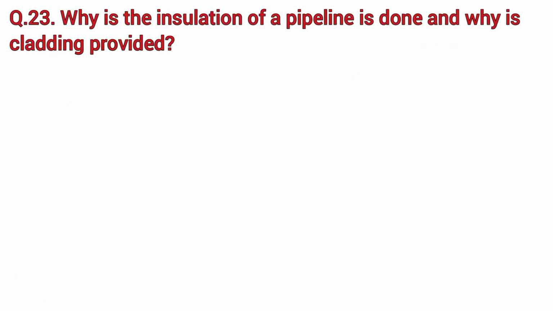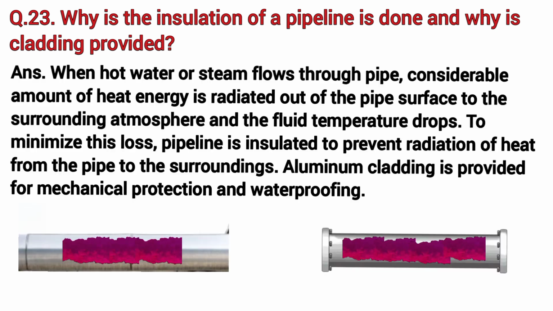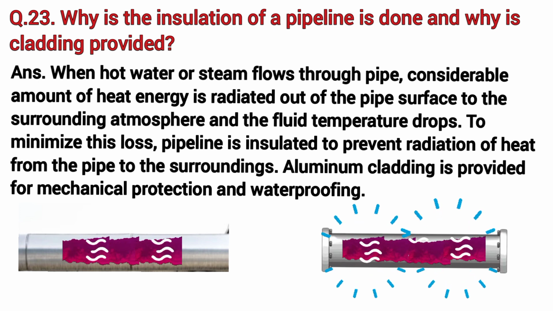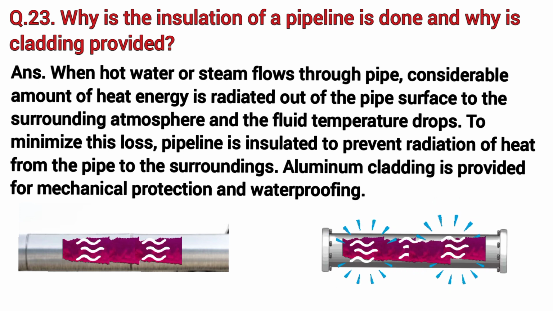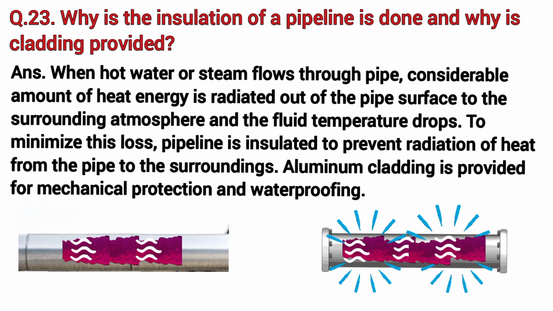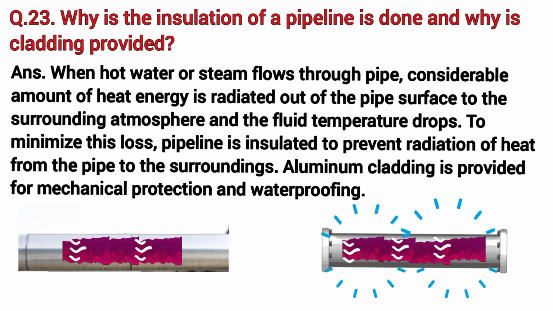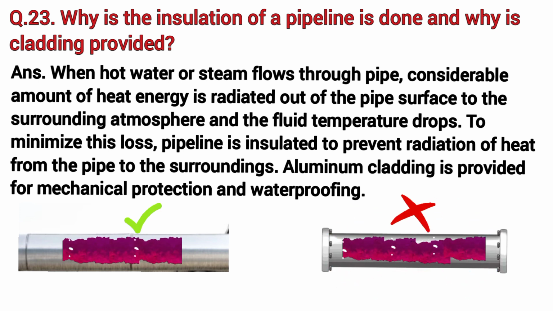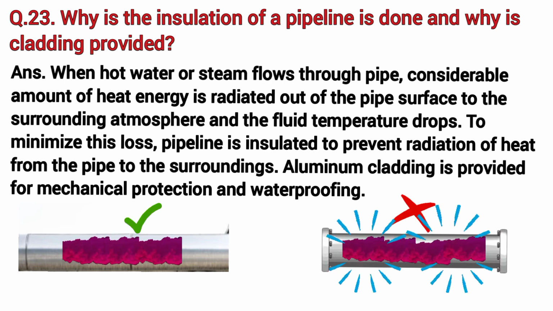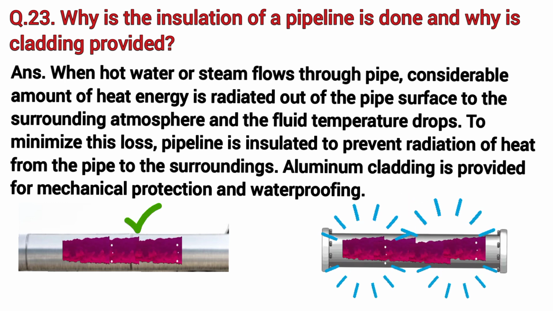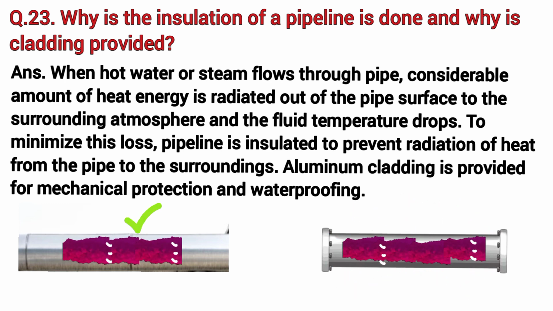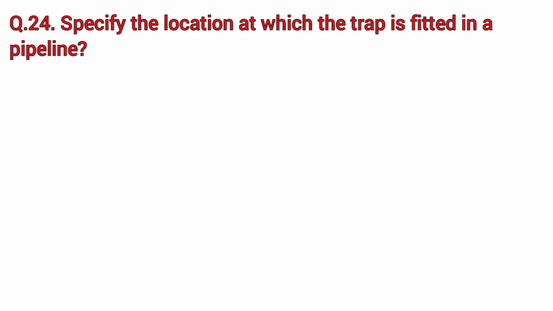Why is the insulation of a pipeline done and why is cladding provided? When hot water or steam flows through pipe, considerable amount of heat energy is radiated out of the pipe surface to the surrounding atmosphere and the fluid temperature drops. To minimize this loss, pipeline is insulated to prevent radiation of heat from the pipe to the surroundings. Aluminum cladding is provided for mechanical protection and waterproofing.